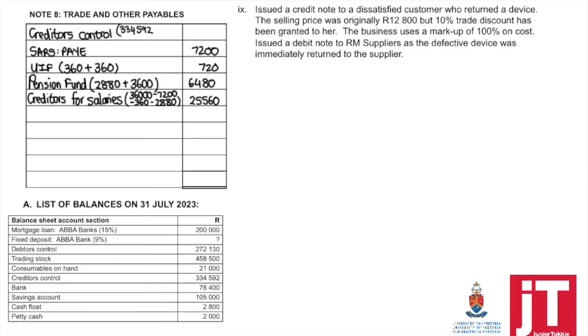So there are two things that are happening here. One, issued a credit note to a dissatisfied customer means that we sold goods and they've returned those items. It was a credit customer, which means that debtors control is involved to show the selling price, to show the cost, trading stock, and cost of sales. But now, the second thing that is happening here, that stock was returned by the customer. We decided to return it immediately to our supplier. And that is the part which is relevant to trade and other payables.